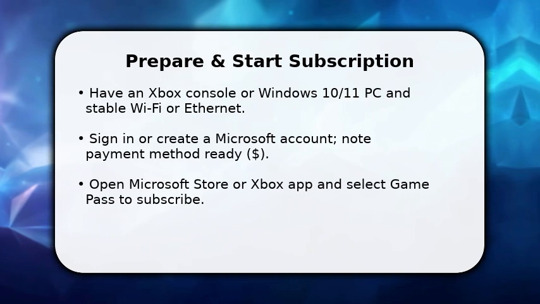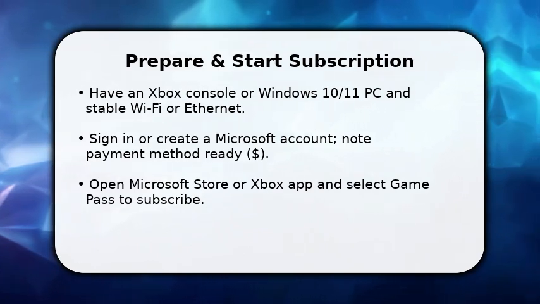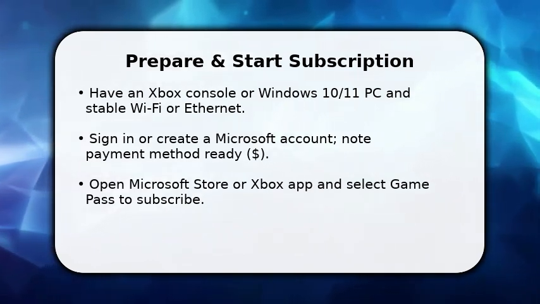You begin by confirming the essentials: a console or PC, a Microsoft account, and a payment method. Once done, open the Xbox app or Microsoft Store and choose Game Pass. This starts the purchase flow.